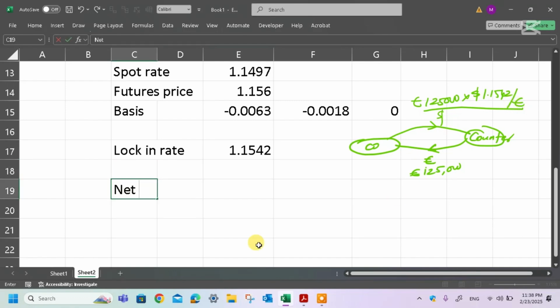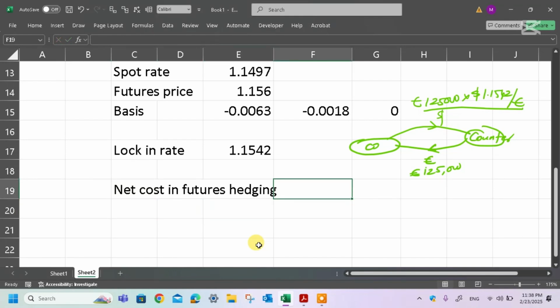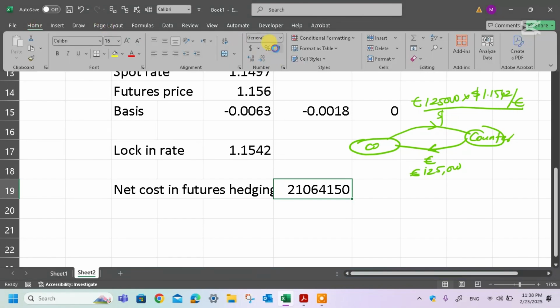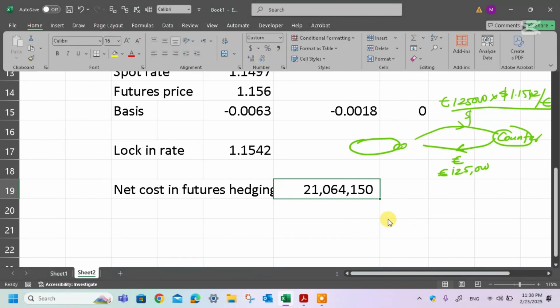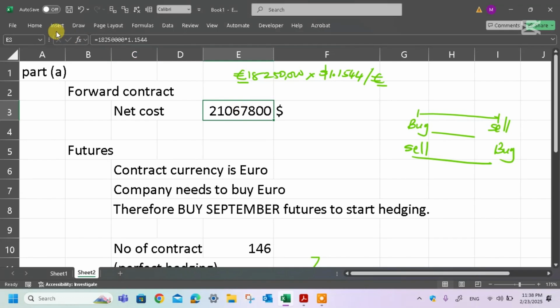So net cost in futures hedging is going to be, I can do it here, 125,000 multiply 1.1542, multiply 146 contracts. If there had been an over hedging or under hedging, for that amount forward contract must be used. Here there is nothing like that. 21,064,150.